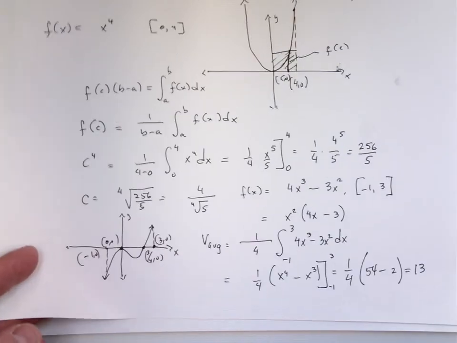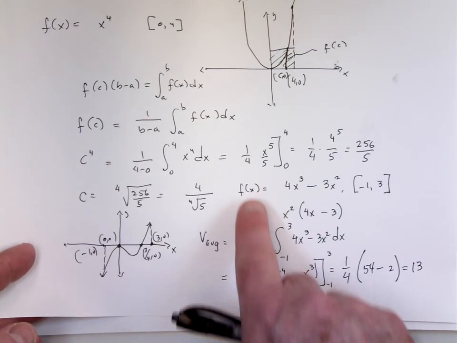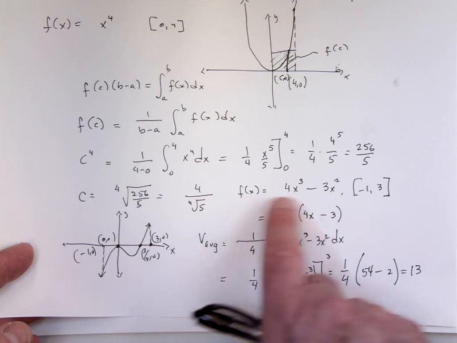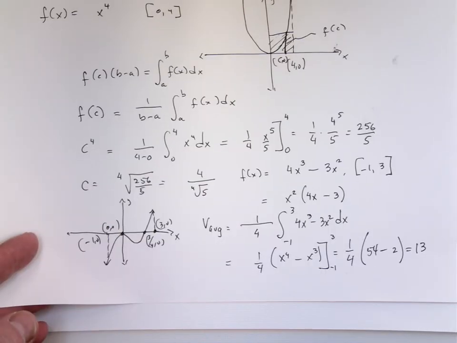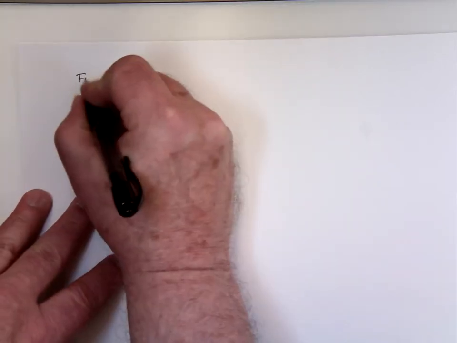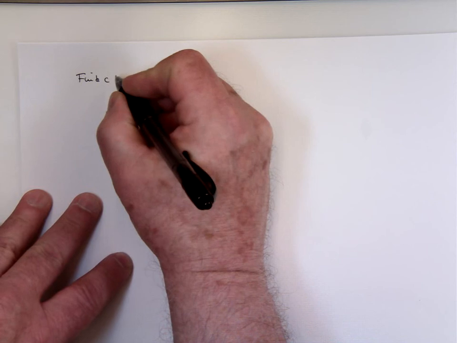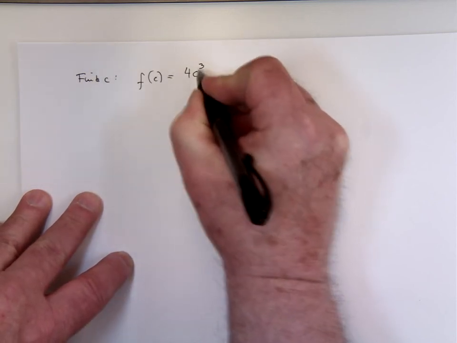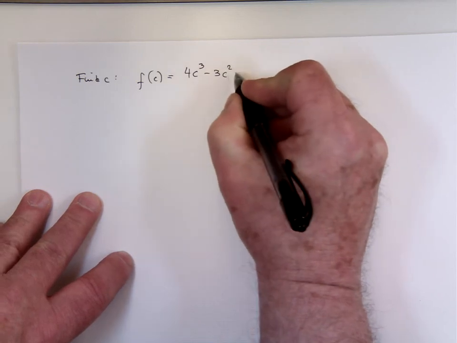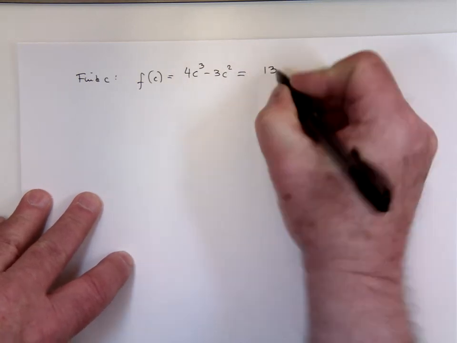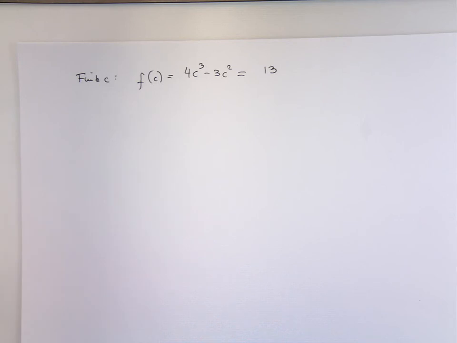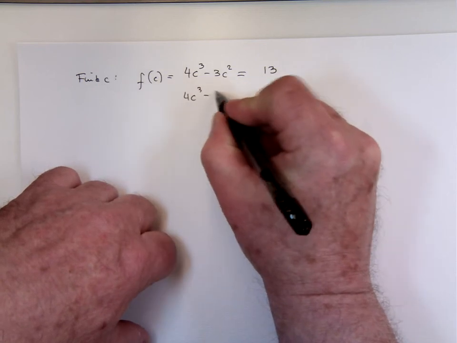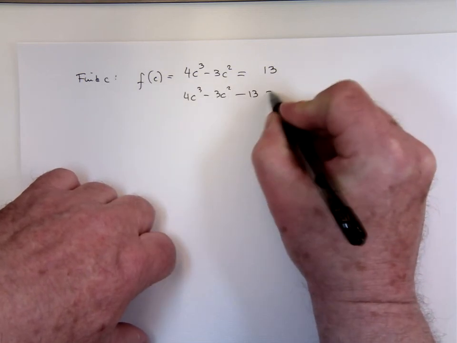All right, well, that's all right. We'll figure it out. So what value of C gives me a function equal to 13? Is everybody okay with this? So we want to find C where the value of the function at C, which is 4c cubed minus 3c squared, is equal to 13. So we want to solve this. 4c cubed minus 3c squared minus 13 equals 0.